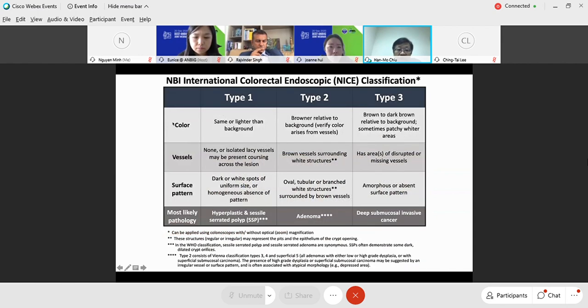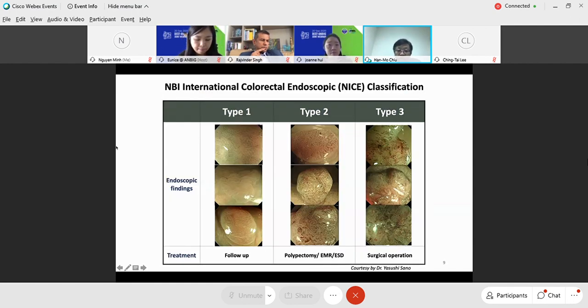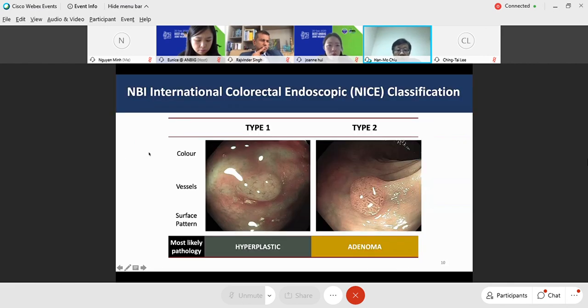And then comes the NICE classification. So there are three types of NICE classification, dividing lesions into non-neoplastic, hyperplastic or sessile serrated polyp, or adenoma, and the deep invasive cancers. So this slide shows the appearance of the three types of NICE classification. So this slide shows the appearance of hyperplastic polyp and the adenoma.